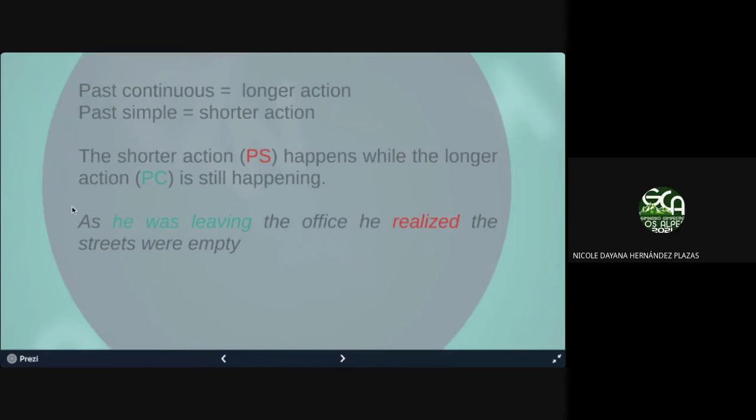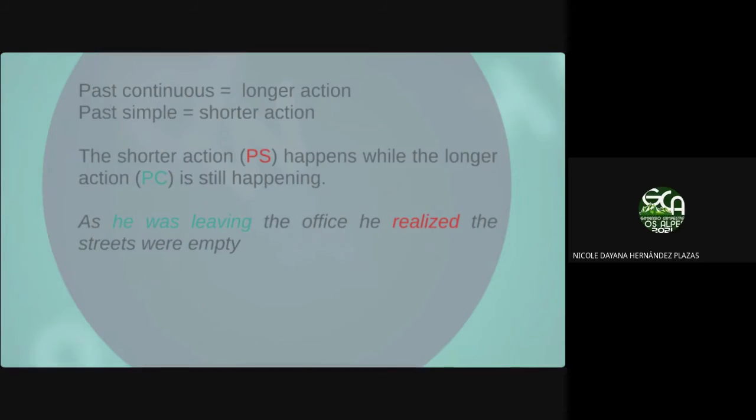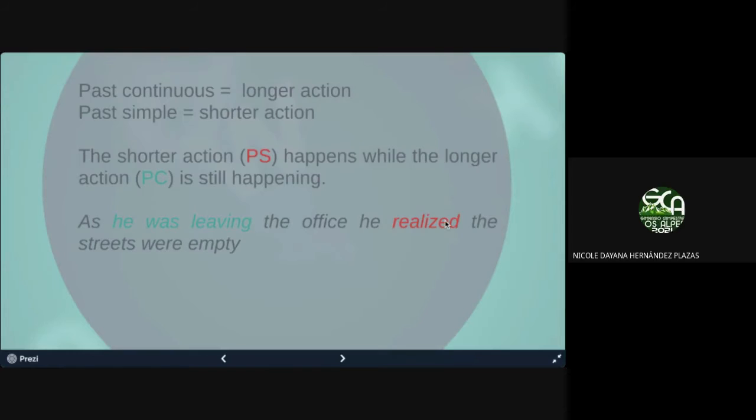Look at this. As he was leaving the office, you have a long action because leaving the office means he had to turn off the computer, he had to walk somewhere, maybe to the elevator, and then he had to close the door, and then he had to leave the place, leave the building. So it is something that took some time in the past. As he was leaving the office, as he was doing all of that, he realized the streets were empty.